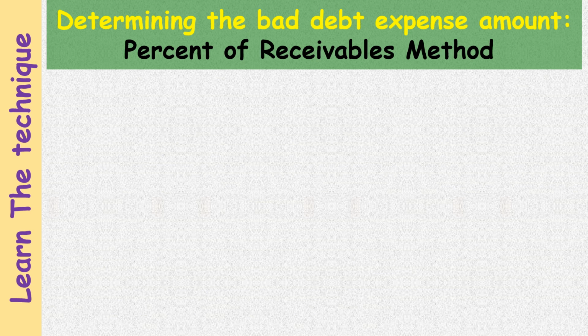And then that will be recorded as a debit to bad debt expense, and the credit will go to the allowance for doubtful accounts. So how do we determine the amount of bad debt?